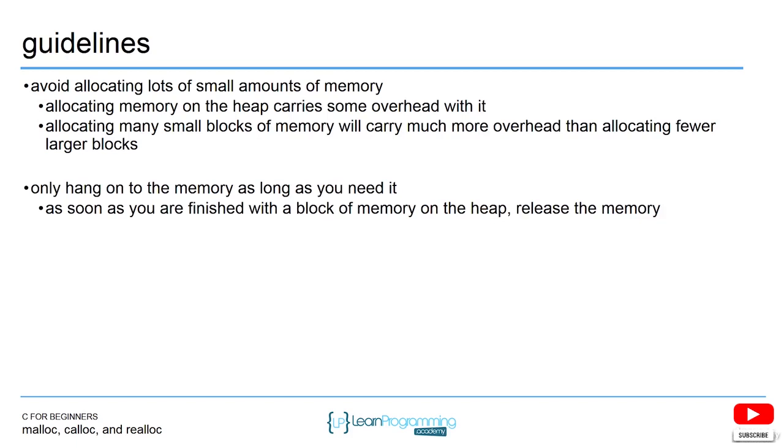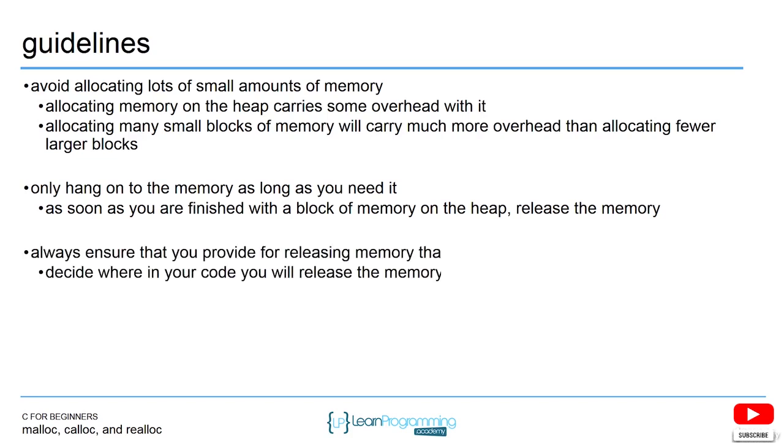So when you're finished with a block of memory, call free. Always ensure that you provide for releasing memory that you've allocated. Decide where in your code you will release the memory when you write the code that allocates it. Make sure you have access to that pointer. If you need to make the pointer global, then you need to do that. But usually wherever you allocate it in that function, you should release it in that function.